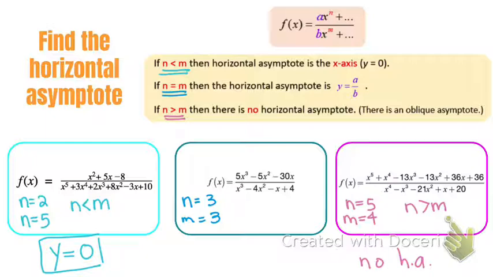To find that horizontal asymptote, it's always going to be y equals a over b. A is the coefficient in front of the first term with the highest exponent. So in this one, it would be 5. And b is the coefficient in front of the term that has the highest exponent in the denominator. In this case, it would be 1. So for this problem, the horizontal asymptote is at y equals 5 over 1, which is the same as y equals 5.